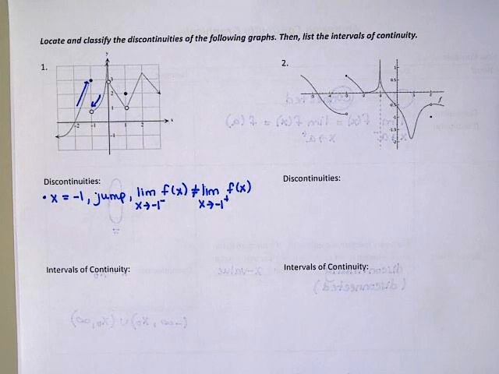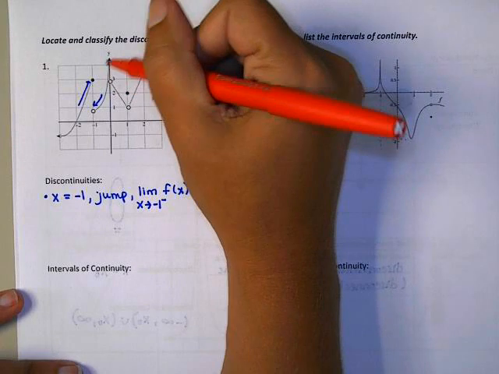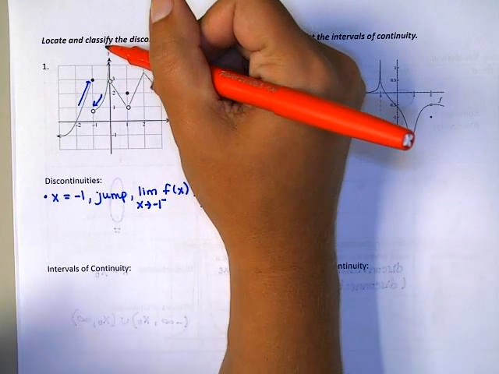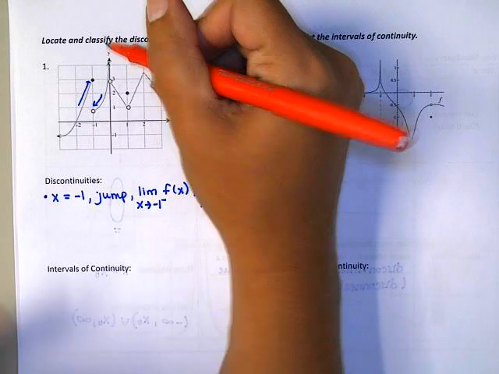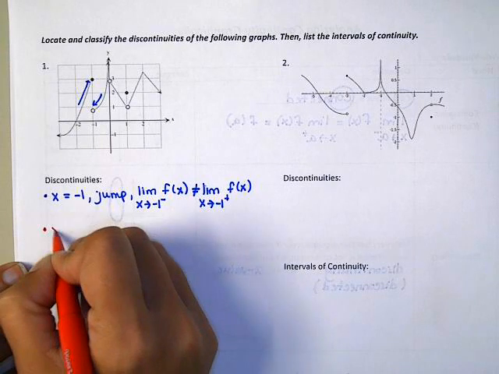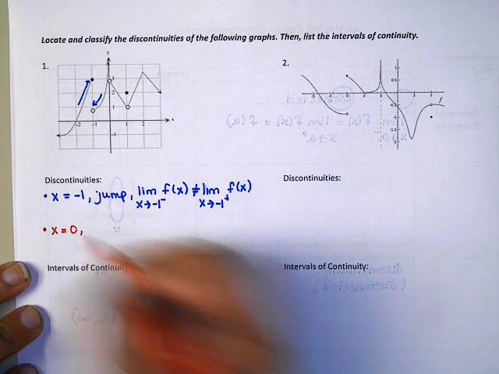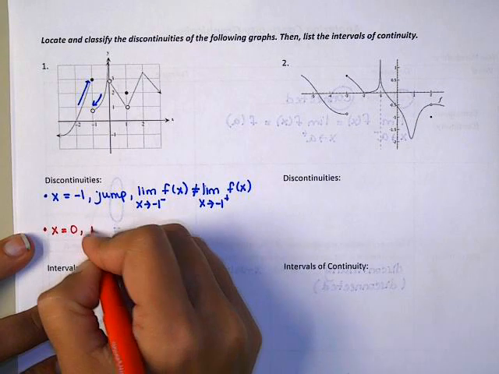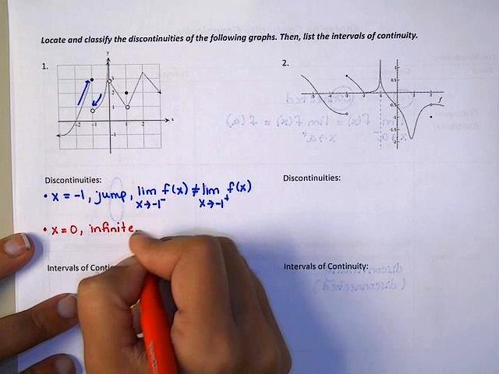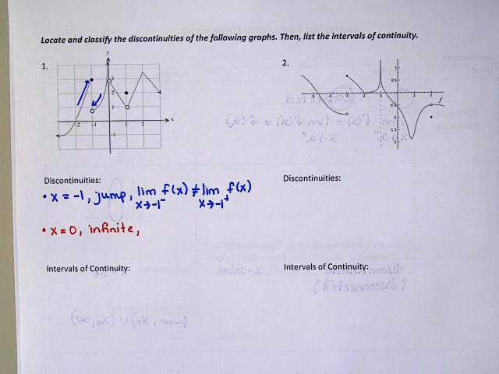The next discontinuity that I see happens to be at 0. It looks like the graph is approaching some sort of infinite asymptote from the left, and this open circle from the right. So I would say my next discontinuity would be at x equals 0. I would call that an infinite discontinuity because one side of this graph is approaching infinity.